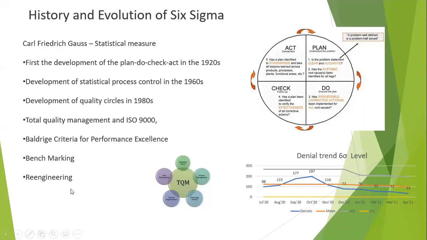We know engineering, so we know what re-engineering is. For example, I have some process which is not going well. What I want to do is scrap it and start the process from scratch. We call that re-engineering. So these are all the steps in Six Sigma. They were slowly introduced year after year by multiple people. Any questions?